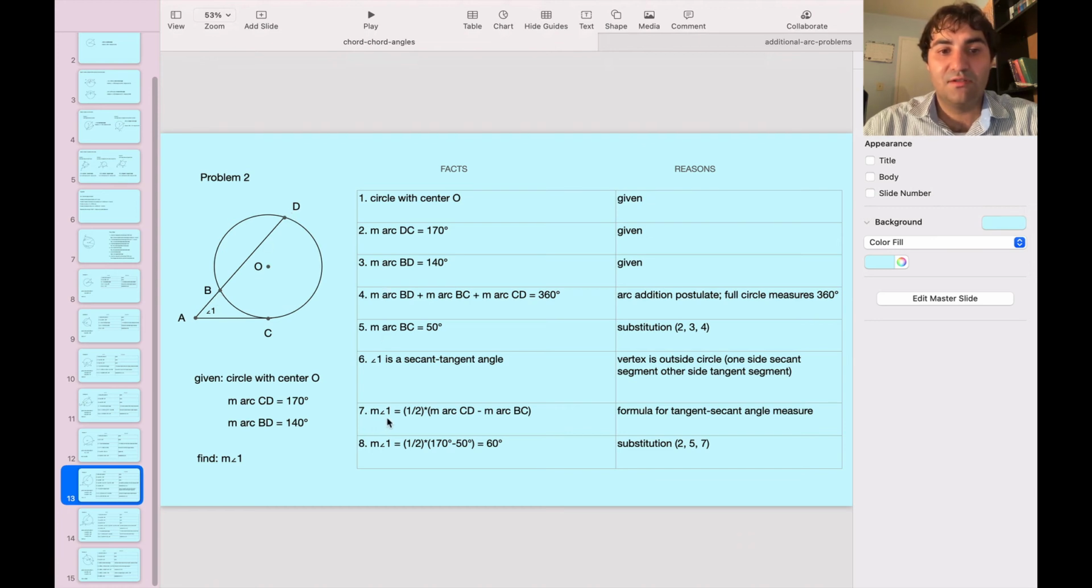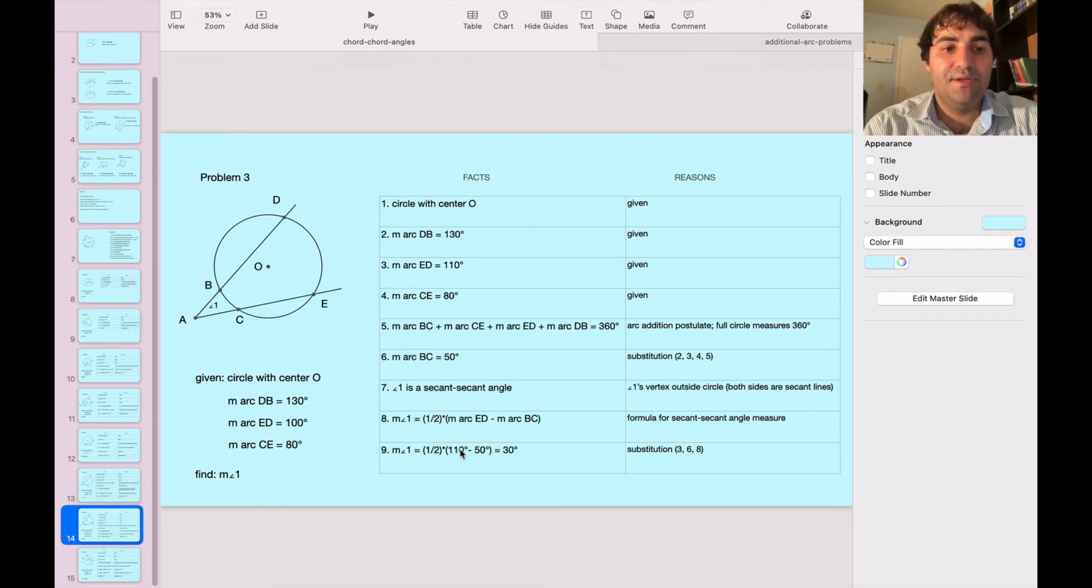So the measure of angle 1 equals 1/2 times, in parentheses, the measure of arc CD minus the measure of arc BC. So if we plug in what we have in statement 2 and statement 5 into statement 7, we get measure of angle 1 equals 1/2 times 170 minus 50 degrees. What's that? 120 degrees divided by 2 is 60 degrees.